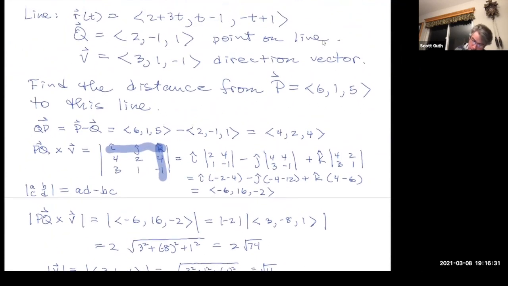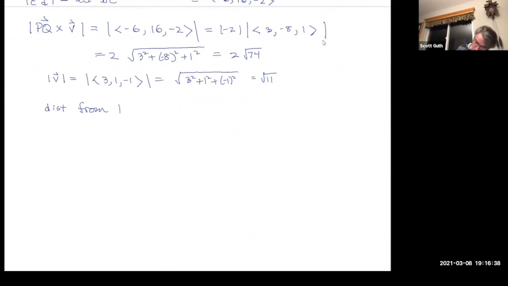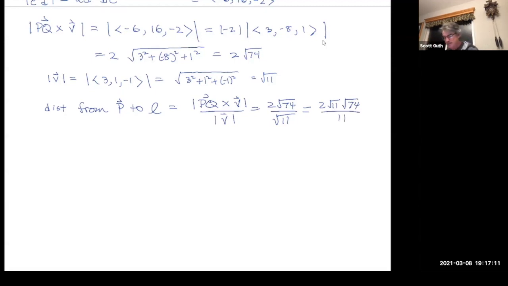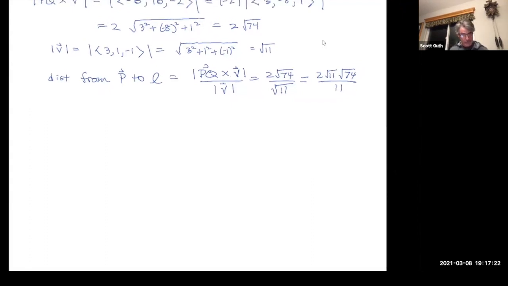He should. All right, so I'm trying to do the distance from P to L. This is the magnitude of PQ cross V over the magnitude of V. And so that's 2√74 over the square root of 11. And I'm only going to do this because I feel ashamed if I don't. So it's 2√11√74 over 11. Okay. And I don't want to do any more to that. And I don't want to know what it is. I don't care. Isn't that lovely?